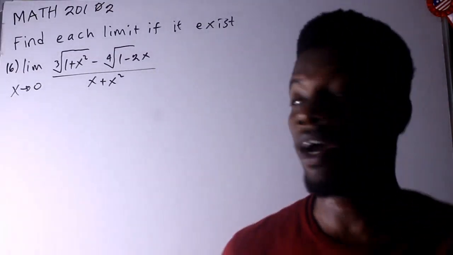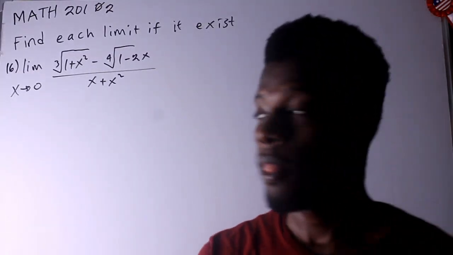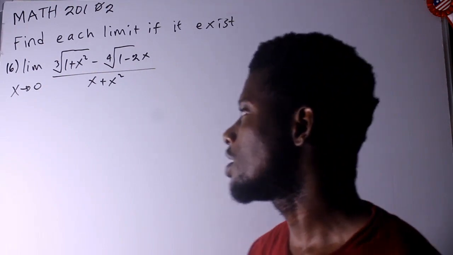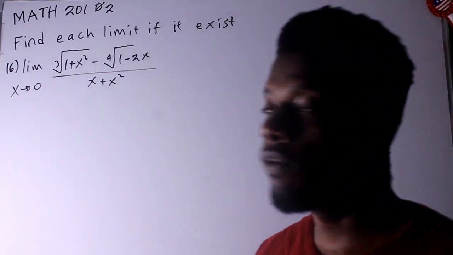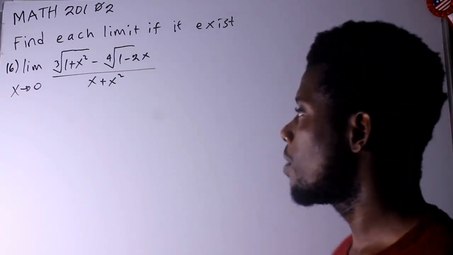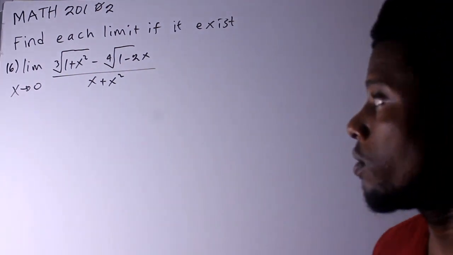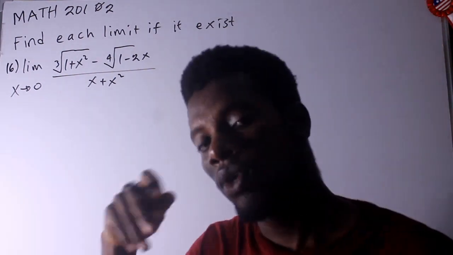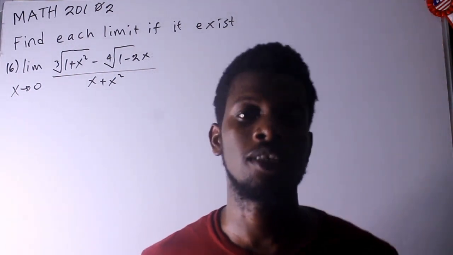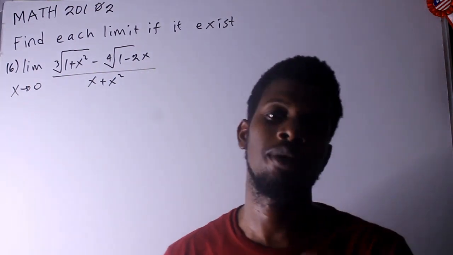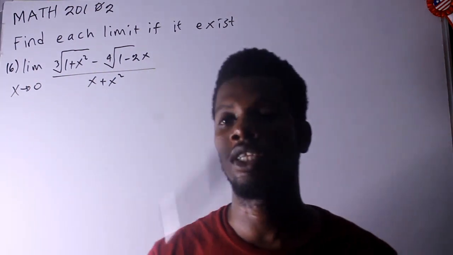So we want to evaluate this limit: the limit as x approaches 0 of the cube root of 1 plus x squared minus the fourth root of 1 minus 2x, all divided by x plus x squared, as x approaches 0. Now upon direct substitution, you are going to have 0 over 0 for this limit. But we know that that is one of the indeterminate forms. So we have to evaluate this limit.